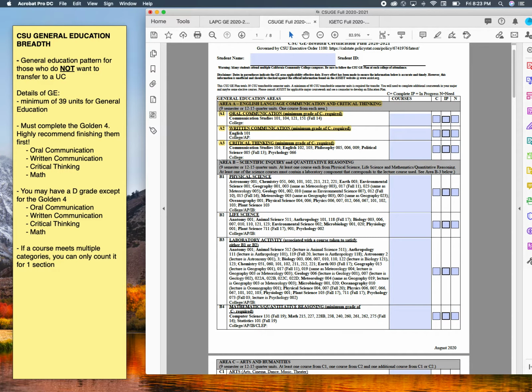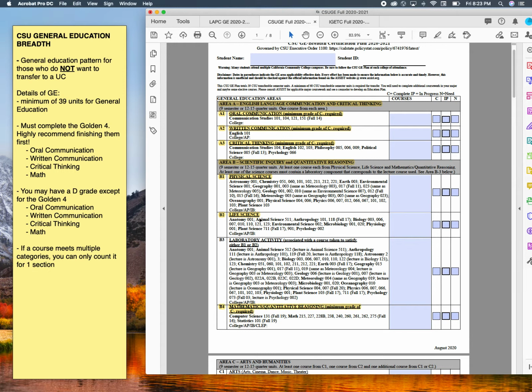All right, let's go into Area B, scientific inquiry and quantitative reasoning. You have to have 9 semester units, at least one course from the physical science, which is Area B1. One course from the life science, so that's one course right here, and one course in math quantitative reasoning. So that's one course right here.